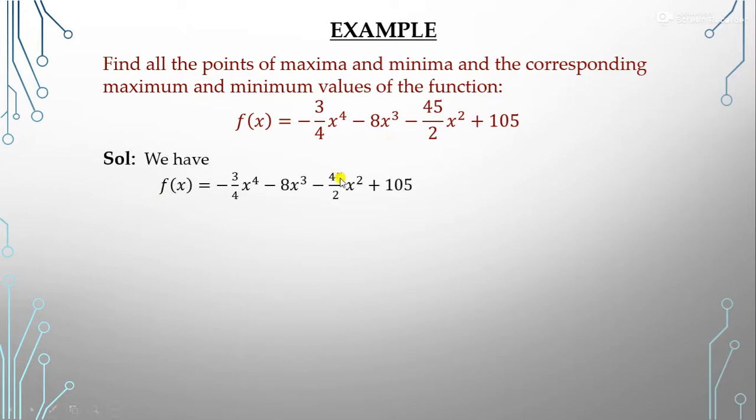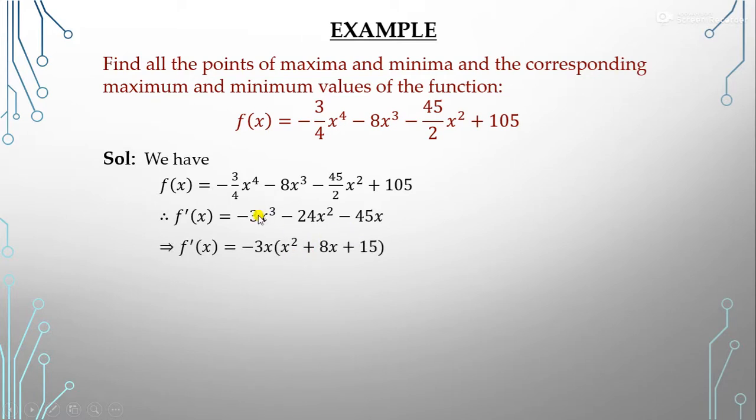Our function is this. The first step is to find the derivative of this function. So we differentiate with respect to x, that is f'(x). It is -3x³ - 24x² - 45x. You know how to differentiate a polynomial. Now what's the second step? You have to put f'(x) equal to 0 and simplify it.